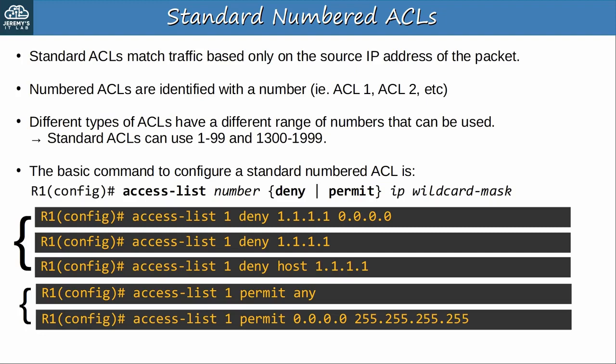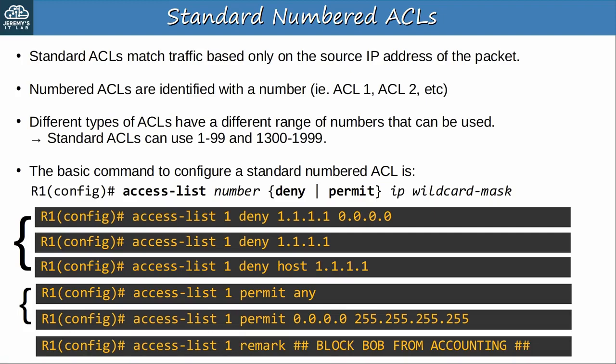As you can see, ACL configuration can be quite flexible. In these examples, I'll use a variety of methods, so you can be aware of all of them, but feel free to pick your favorite and just use that. Any, for example, is much quicker to type than 0.0.0.0 255.255.255.255. Finally, here's one more thing you can configure for an ACL, a remark.